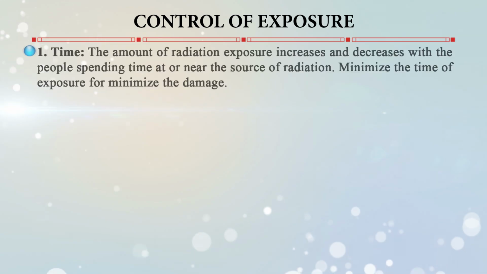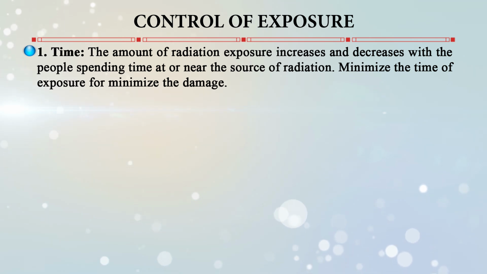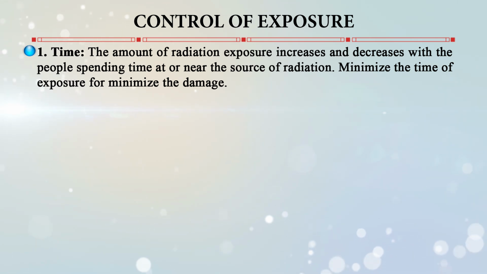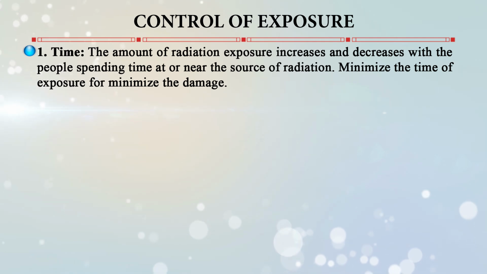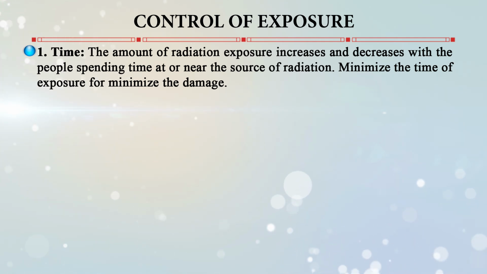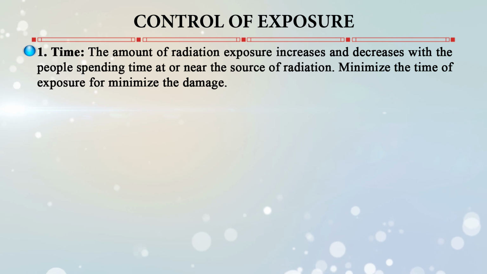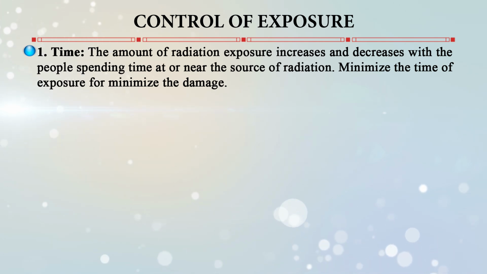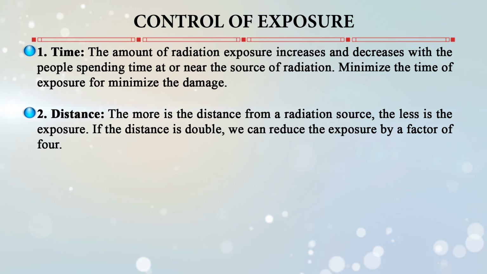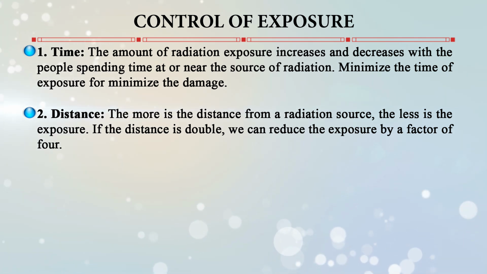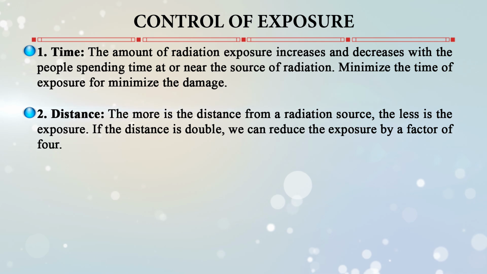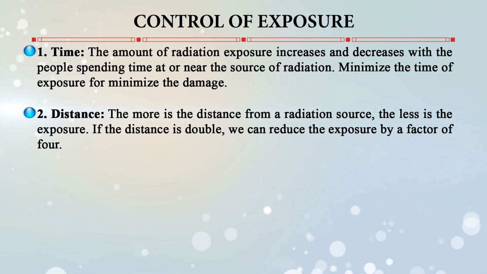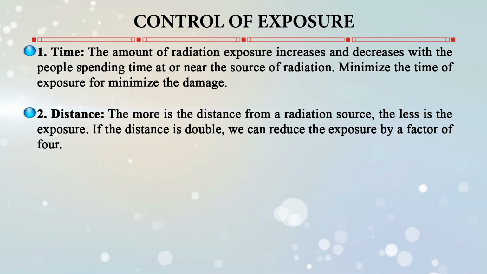Now we will see the control of the exposure. The control of the exposure mainly has, number one, time, that is duration. The amount of radiation exposure increases and decreases with the time people spend at or near the source of radiation. So, minimize the time of exposure to minimize the damage. Next comes distance. The greater the distance from the radiation source, the less the exposure. And if the distance is doubled, we can reduce the exposure by a factor of 4.